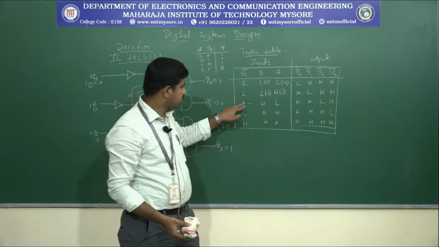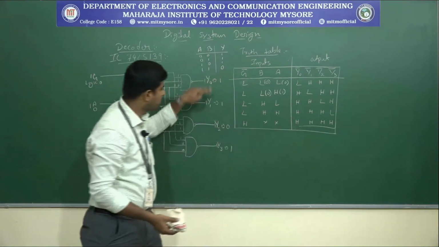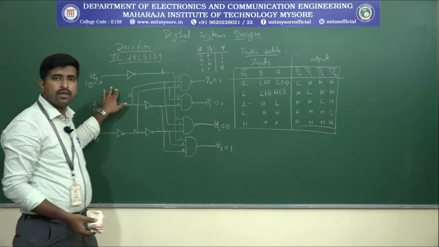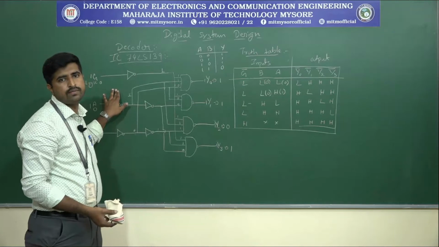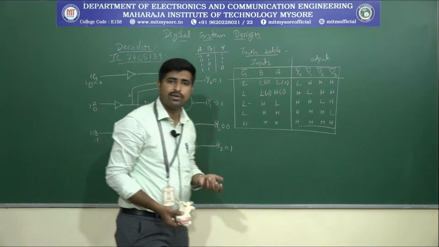So for the combination 0, 1, 0, the output will be 1, 1, 0, 1. Okay. So this is the logic diagram of a 2:4 decoder. Okay. So this is how we can analyze a 2:4 decoder circuit.